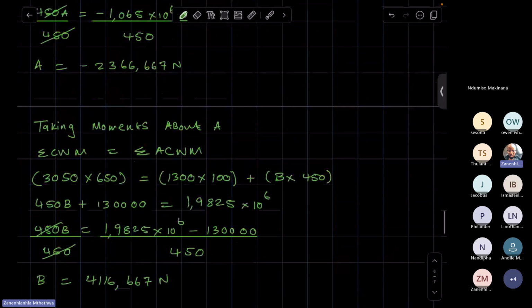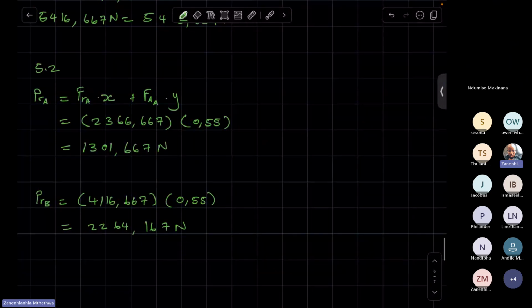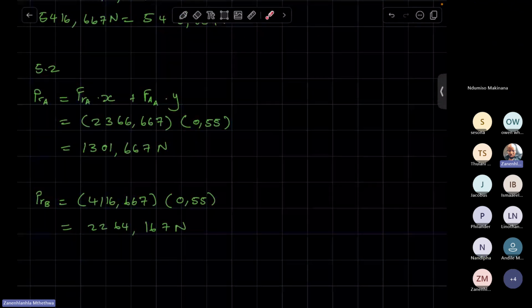Any questions? No, sir. So now do you get what I meant by this representing the radial support at each bearing? Yes, sir.